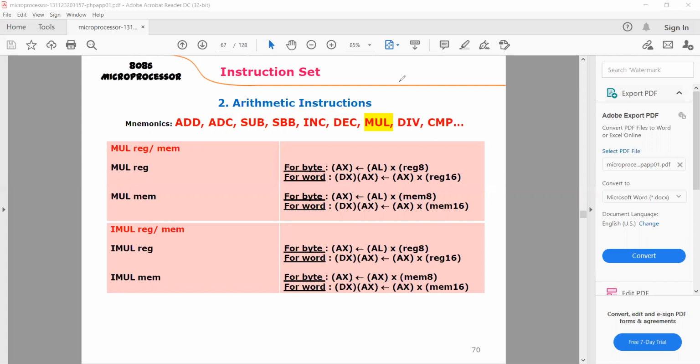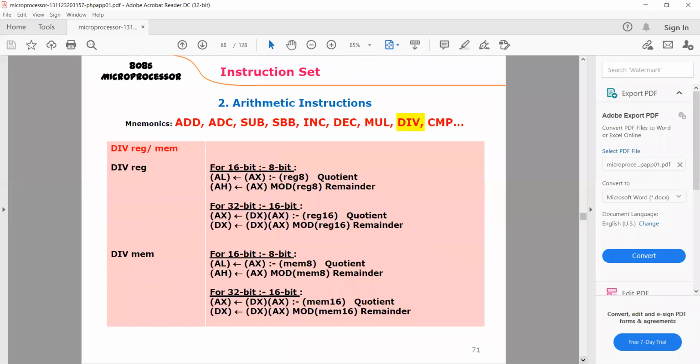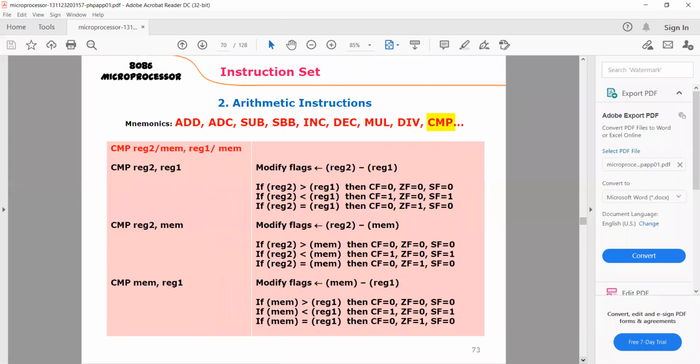Hope the things are going into your mind. Let us proceed to the division operation. The time is running out. Same thing here.